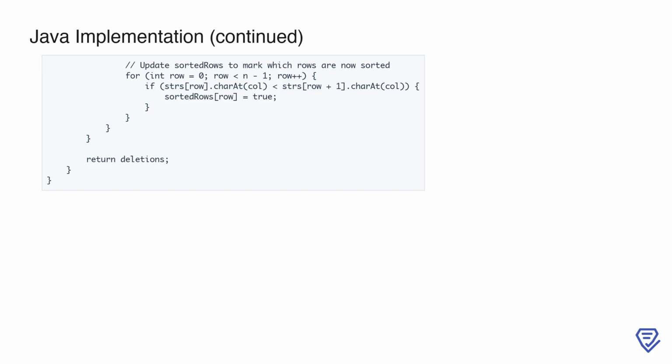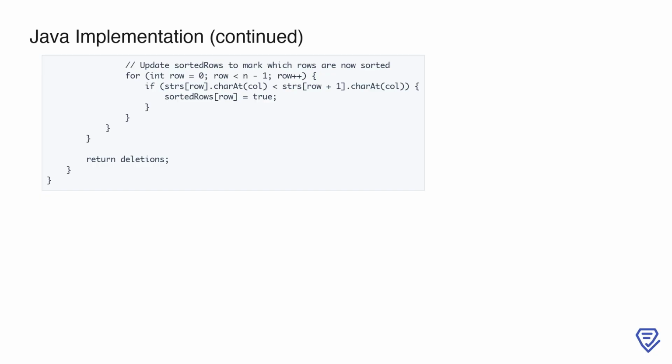If the column is valid and the keepSorted flag remains true, we proceed to update the sortedRows array. This ensures that we mark which adjacent rows are now sorted based on the current column. To do this, we iterate through the rows again, checking if the character in the current column of the first row is less than that in the second row.